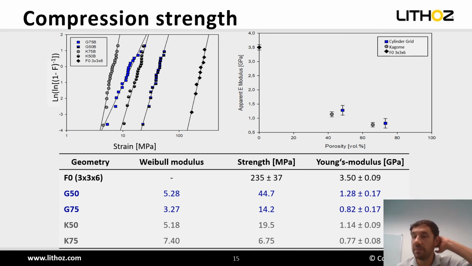And for these highly porous structures, we were using compression tests, and unsurprisingly, we found out that for the reference sample, which was just a solid cuboid, we could get to the highest compression strengths, but especially for the grid-like structures, we could get to quite nice strengths, a compression strength of roughly 45 megapascal for this grid-like design with 50 volume percent of porosity, which is actually quite a good approximation to what you can also find in bone, as you will see later on.